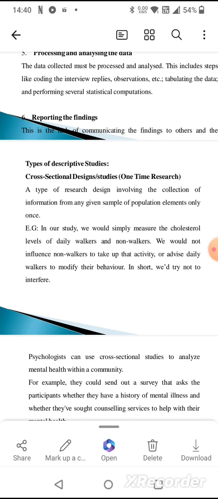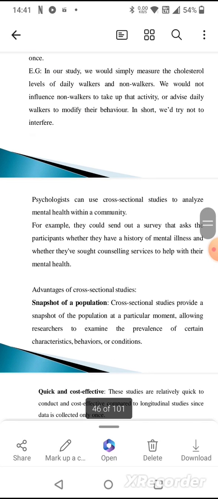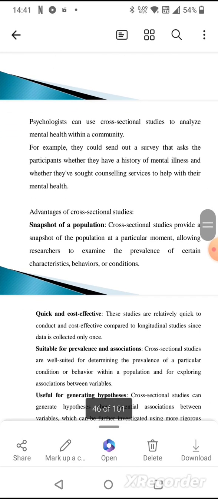For example, in a study, we will simply measure the cholesterol levels of daily walkers and non-walkers in a park. We will not influence non-walkers to take up that activity or advise them to walk daily or take some healthy diets. We just take the data from those walkers, right? Even psychologists can use cross-sectional studies to analyze mental health within a community and especially to carry out the service. So this is about cross-sectional studies.